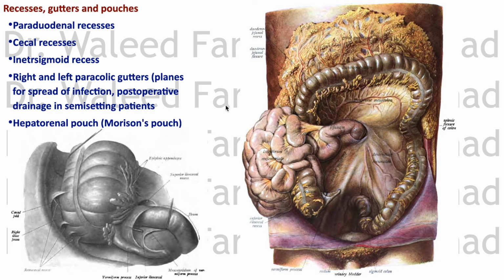Another feature you'll find made by the peritoneum is the recesses, gutters and pouches. When you cover something with a soft tissue and this thing changes its shape or direction, it will make folds in the covering tissue. The same with the duodenojejunal flexure, where you will find superior and inferior folds, paraduodenal folds, and recesses.